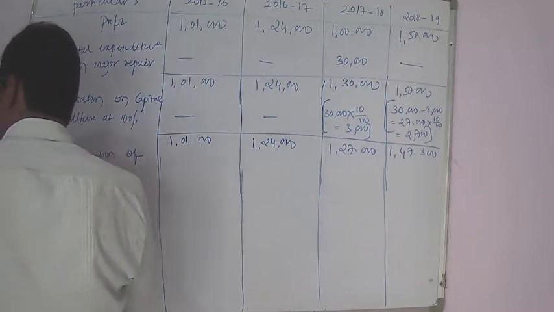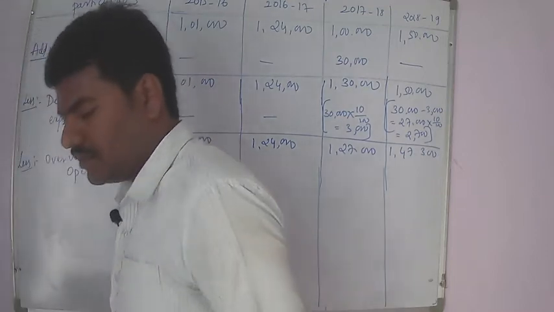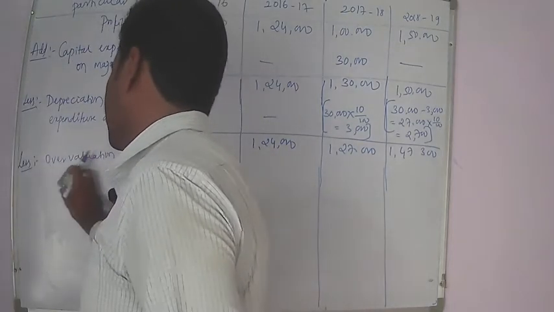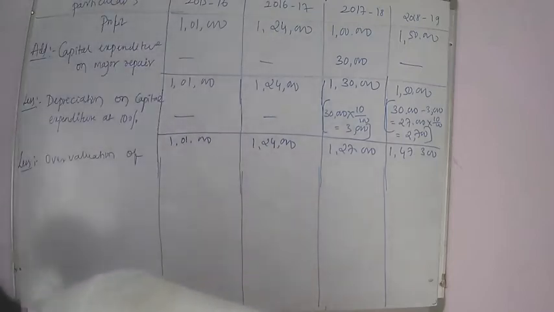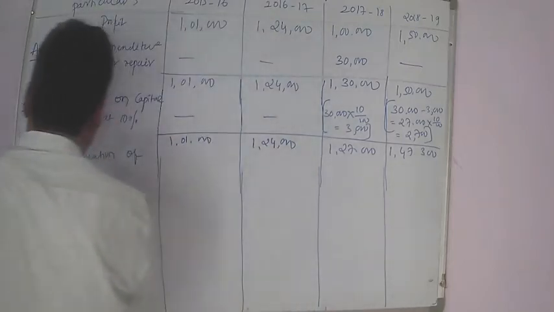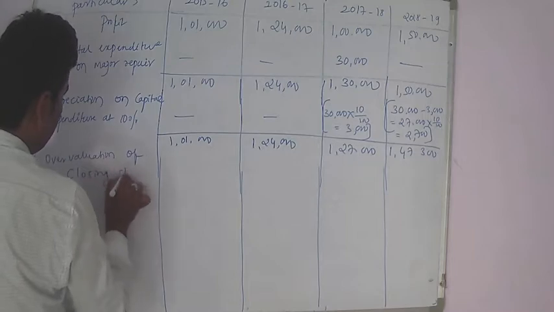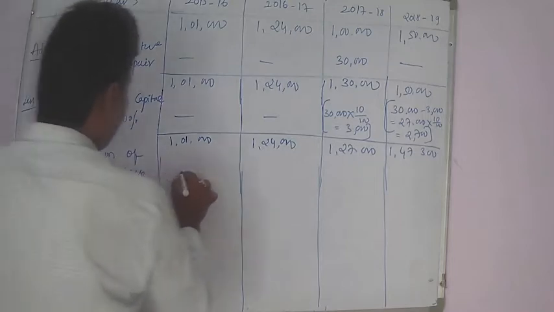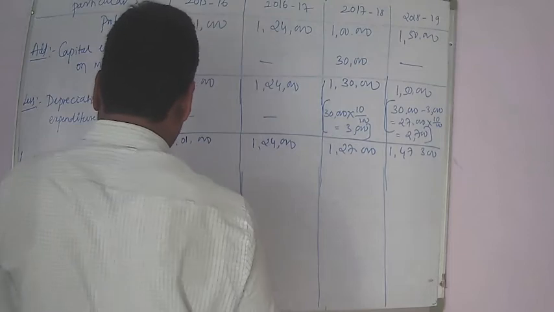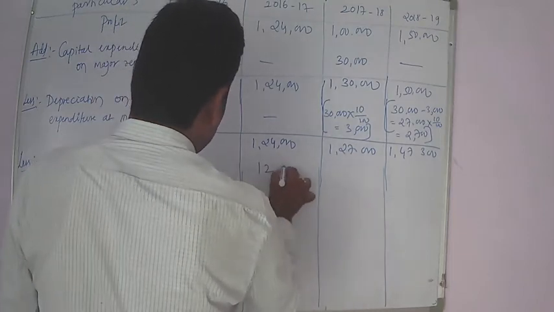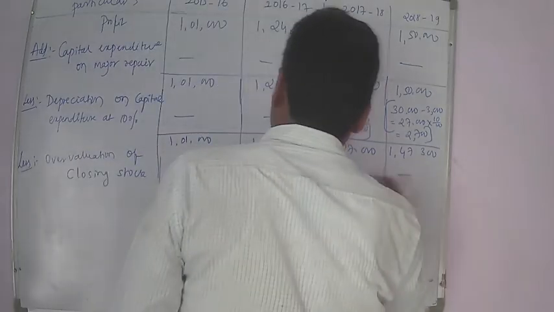I'm sorry, less overvaluation of closing stock. They have given the adjustment, that is overvaluation of closing stock. It has to be deducted. In which year is there an overvaluation of closing stock? In the year 2016-17. It is 12,000. Reduce this one.